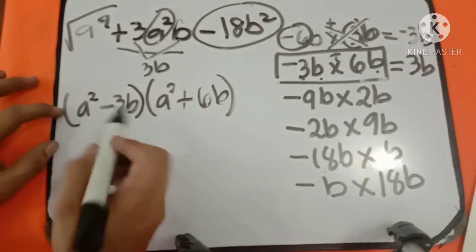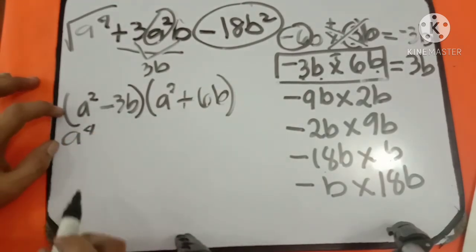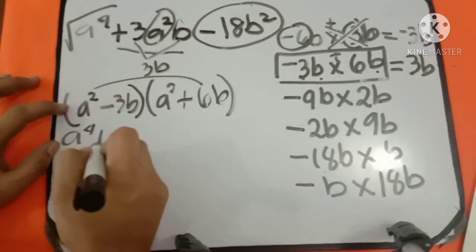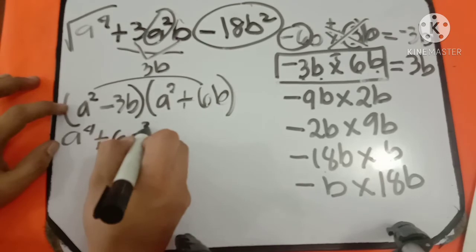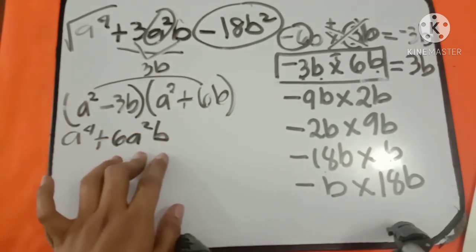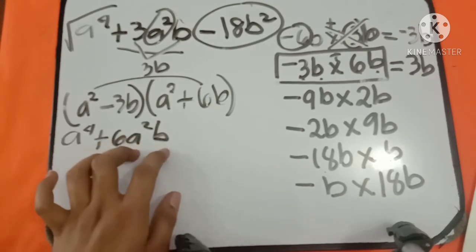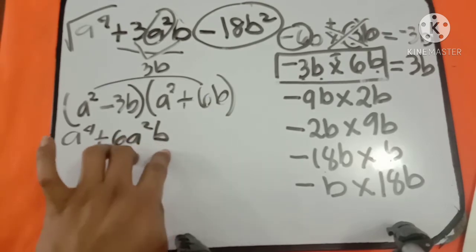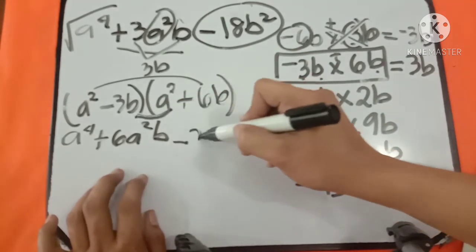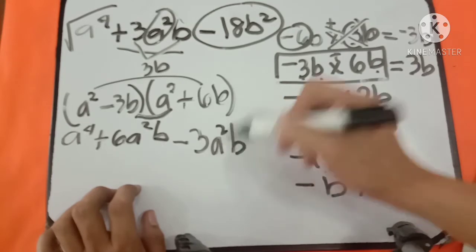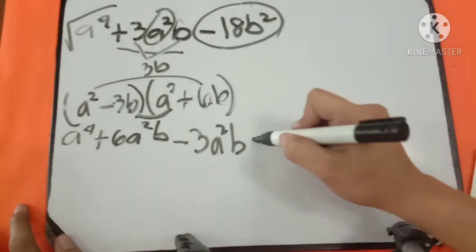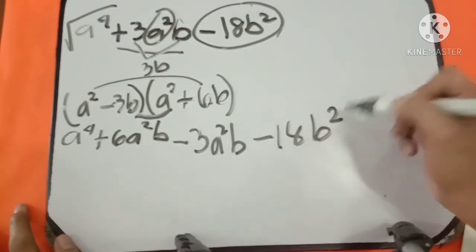A squared times a squared is a raised to 4. Then a squared times 6b is positive 6a squared b. We just write the variables in order, which means we have to write the variables alphabetically. Then, negative 3b times a squared is negative 3a squared b. Then, negative 3b times 6b is negative 18b squared.